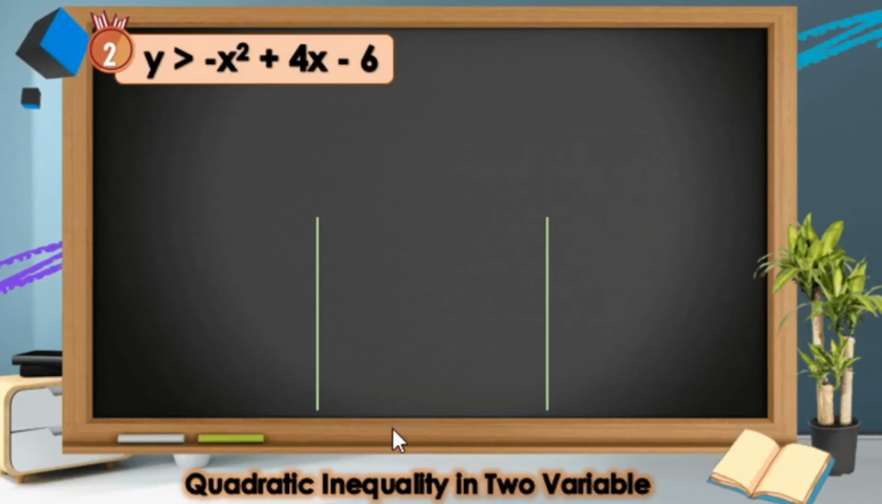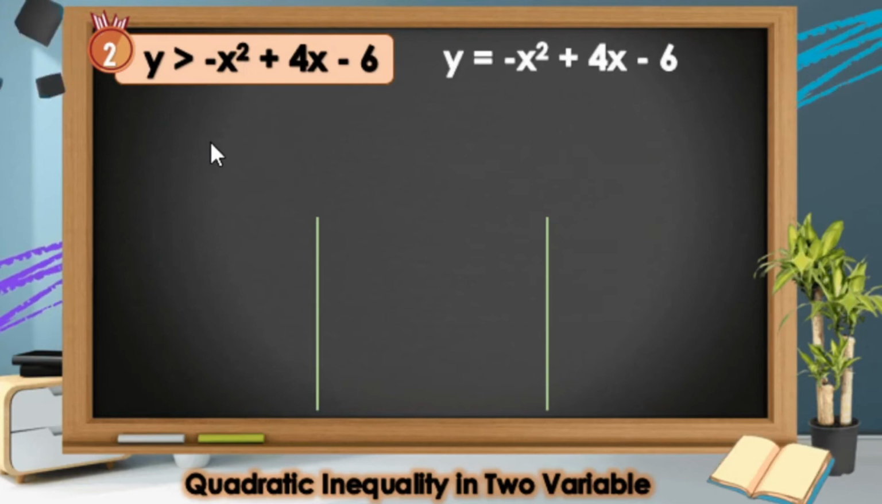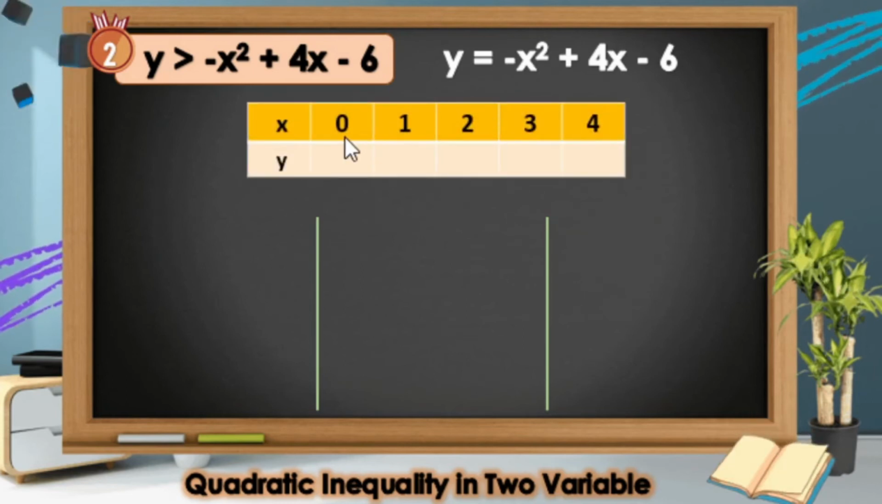Example number 2. y is greater than negative x squared plus 4x minus 6. So, we have to change the inequality symbol into equal sign. So, we will have an equation of y is equal to negative x squared plus 4x minus 6. And we need to construct a table of values. So, we will have 0, 1, 2, 3, and 4. So, we have to substitute these x values in our equation y is equal to negative x squared plus 4x minus 6 to find the value of y. Para makuha natin yung value ng y.